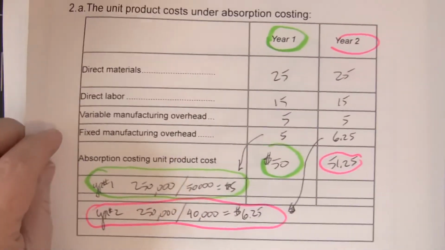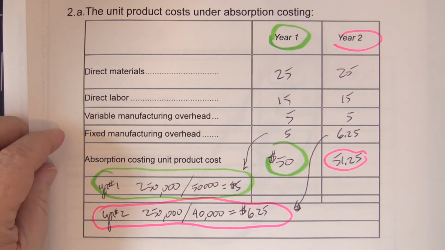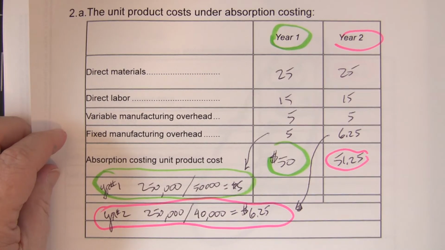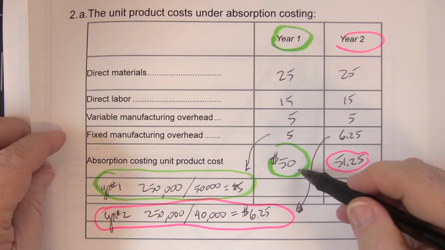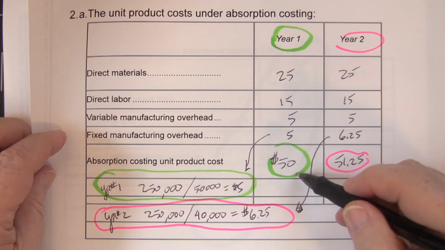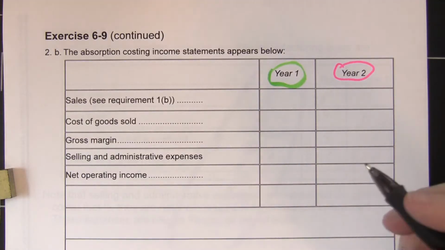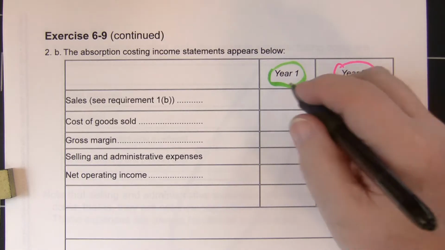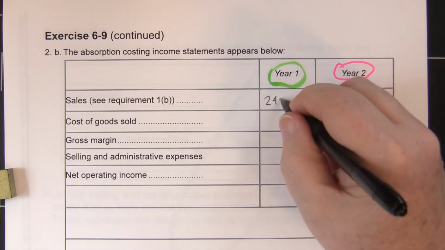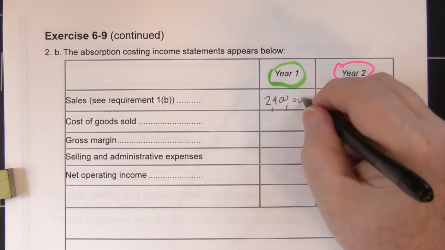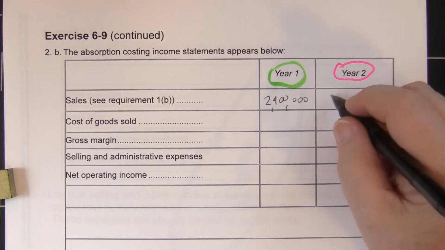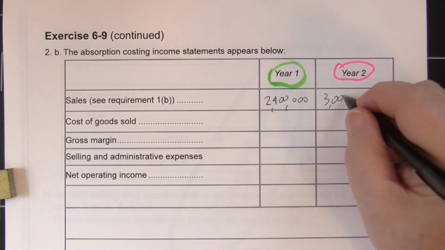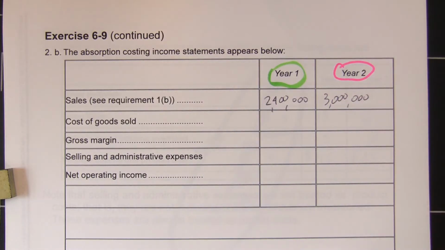But year 1, we sold 40,000 units at $60 per unit. Those 40,000 units under absorption costing, we're costing them at $50 per unit. So when we do that, the sales are still 2,400,000. That's $60 per unit for 40,000 and $3,000,000, $60 per unit for 50,000. The cost of goods sold is what's different.